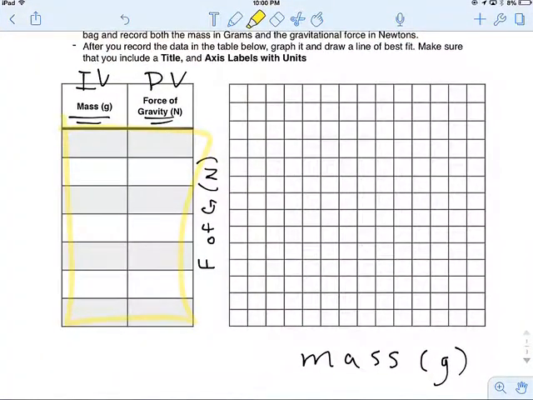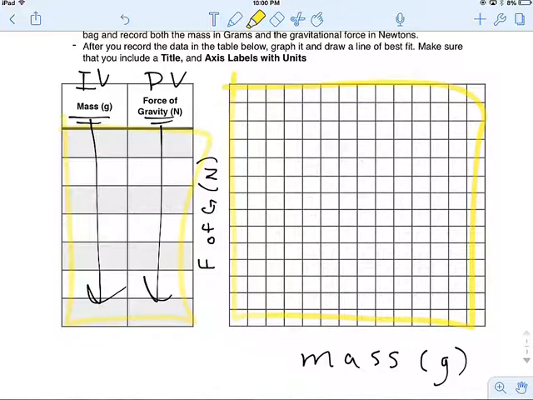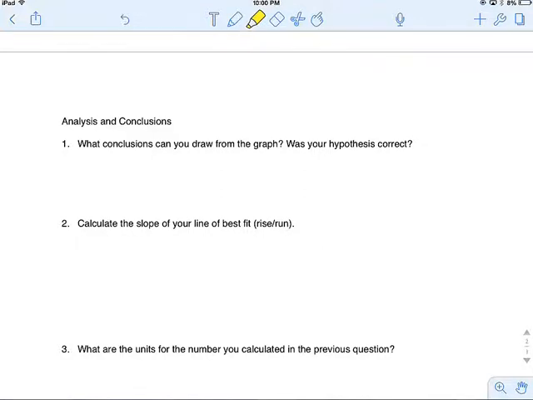Okay, so you need to be filling all of this in. Once you do that, put your dots on. Now, you need to draw a line of best fit on this thing, okay? I'm going to tell you that it needs to be a straight line. So draw yourself a nice straight line on the line of best fit. Once you get all that done, then you're going to go on to the analysis and conclusions. If you have questions, go ahead and ask the sub. All right, guys, thanks.